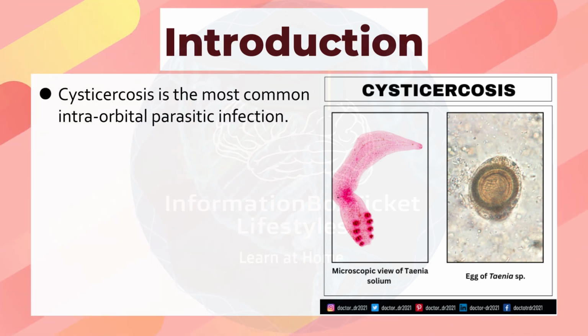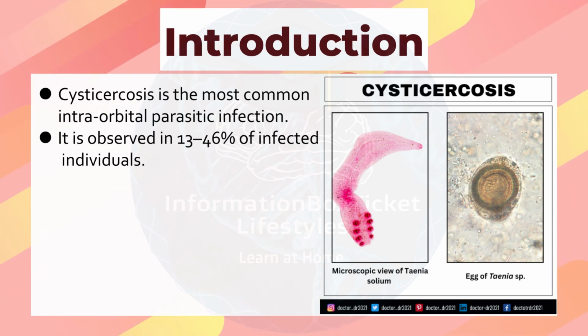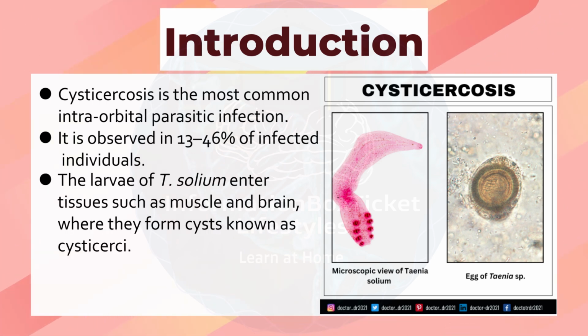Cysticercosis is the most common intraorbital parasitic infection. It is observed in 13 to 46% of infected individuals. The larvae of T. solium enter tissues such as muscle and brain, where they form cysts known as cysticerci.